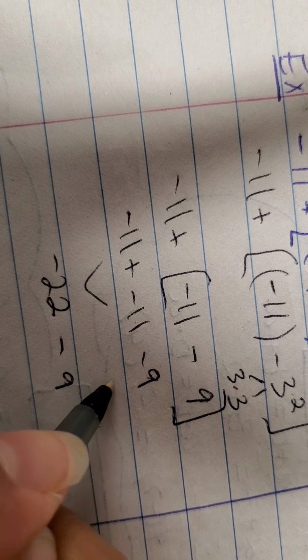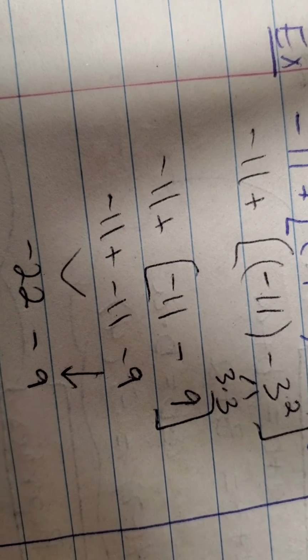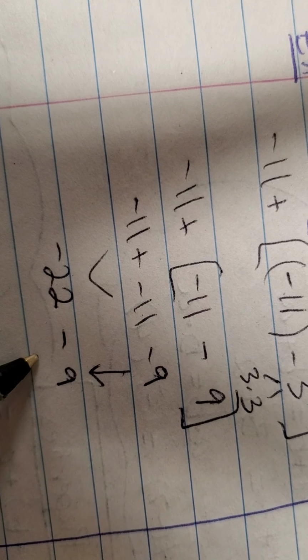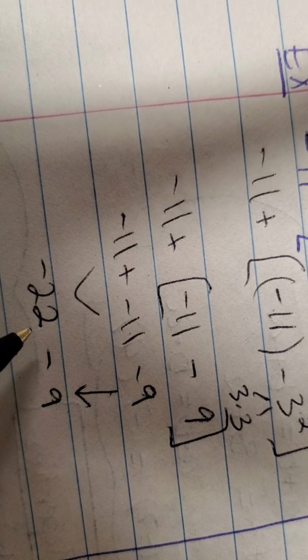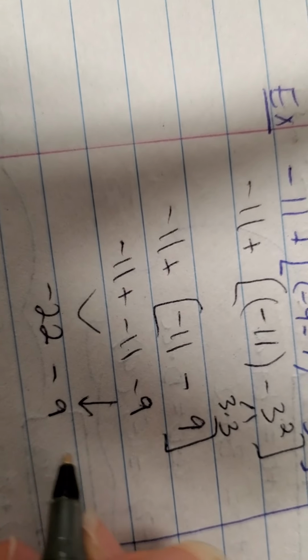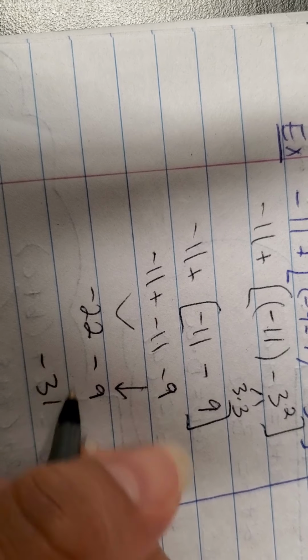minus 9 from here. So again, we have same signs. So we add them and keep the sign. 22 plus 9 is going to be 31. And since they're both negative, this is going to be negative 31.